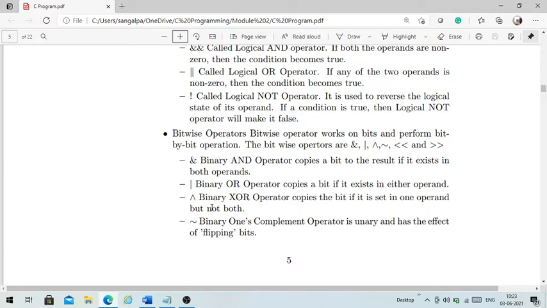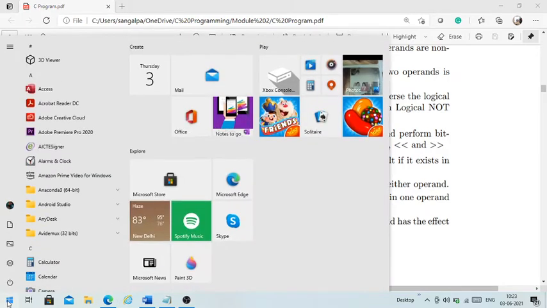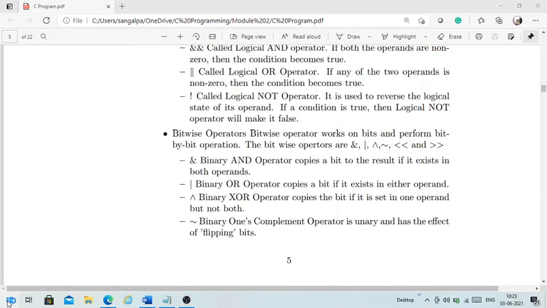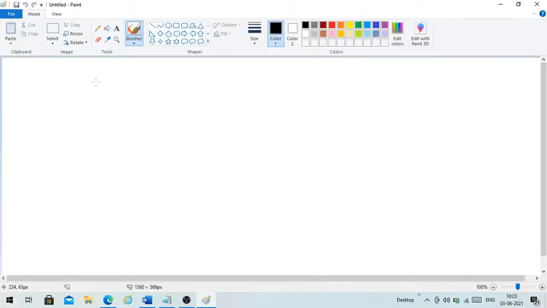So what is a bitwise operator? Before studying bitwise operators, let's go through how to convert a number to binary. Suppose I have a number 10. I want to find out the corresponding binary equivalent of this number. So what I have to do is divide it by 2. Then I will get 5, and its remainder will be 0.